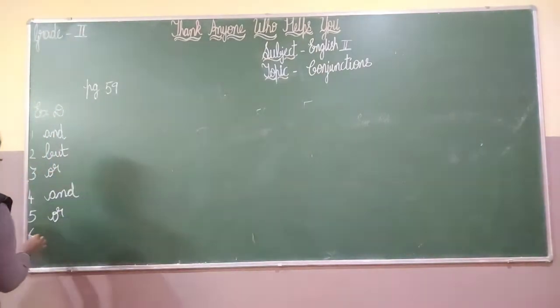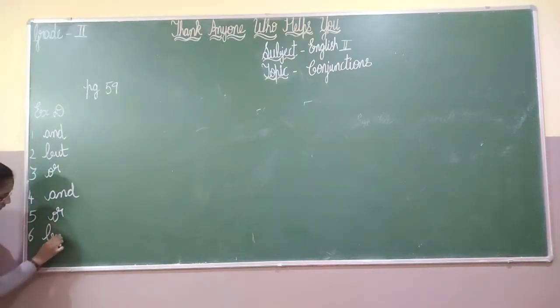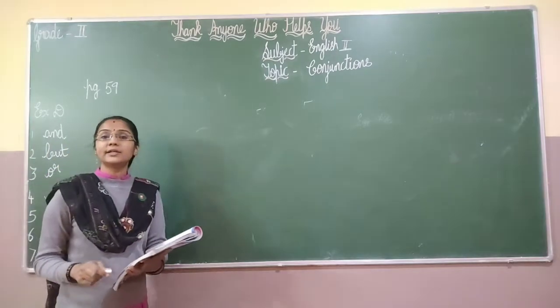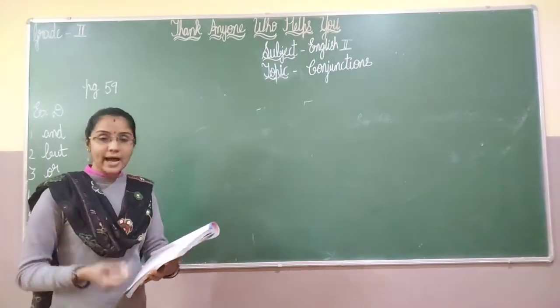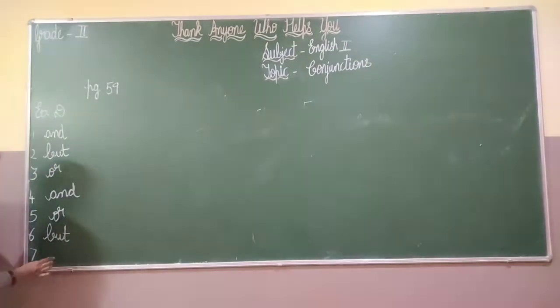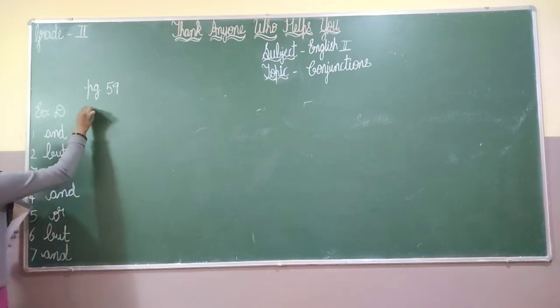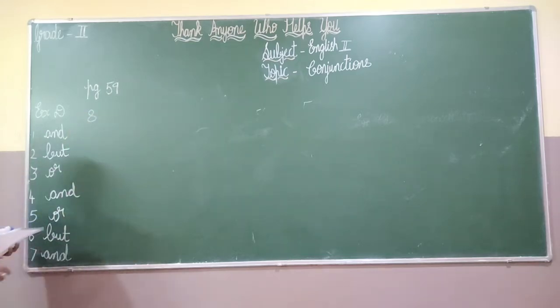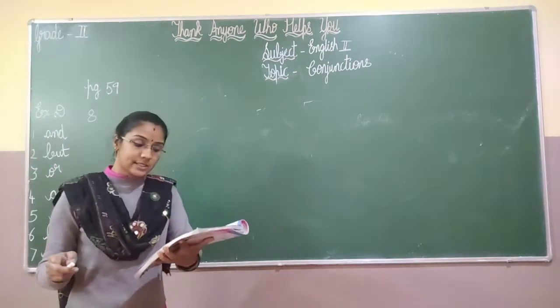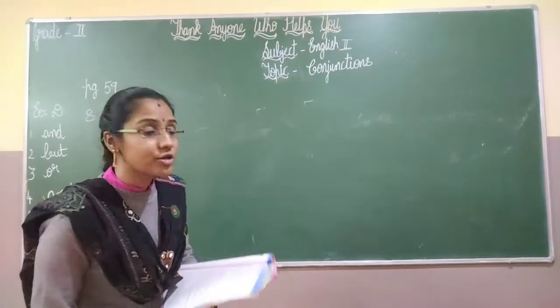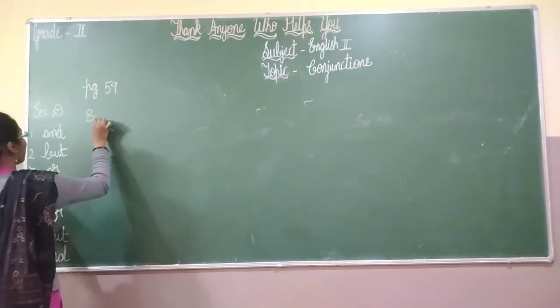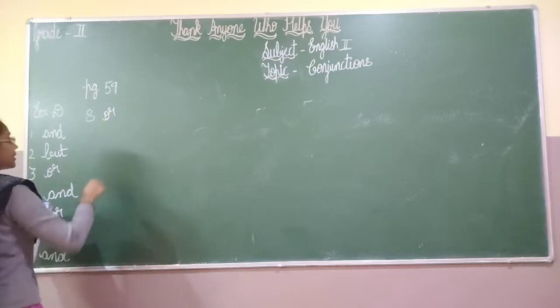But. B-U-T, but. Okay. Seventh one. I have a brother dash a sister. I have a brother and a sister. A-N-D, and. Eighth one. Did you go by bus dash by car? What, children? "Or". O-R, or.